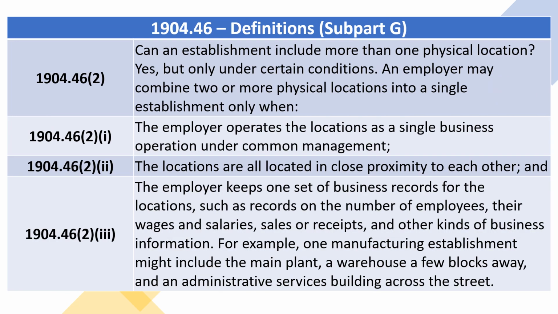1904.46, 2. Can an establishment include more than one physical location? Yes, but only under certain conditions. An employer may combine two or more physical locations into a single establishment only when, 1904.46, 2, i through 3, the employer operates the locations as a single business operation under common management. The locations are all located in close proximity to each other, and the employer keeps one set of business records for the locations, such as records on the number of employees, their wages and salaries, sales or receipts, and other kinds of business information. For example, one manufacturing establishment might include the main plant, a warehouse a few blocks away, and an administrative services building across the street.